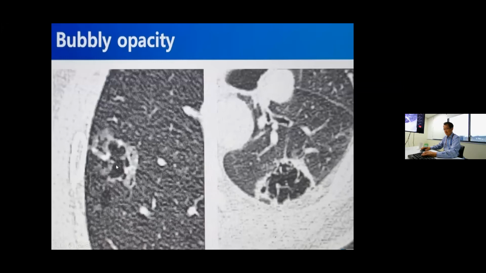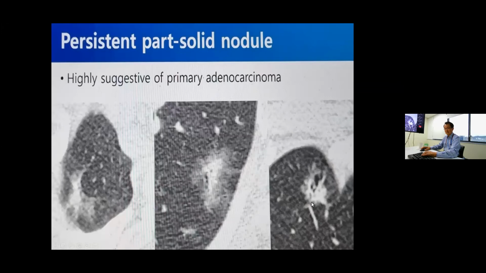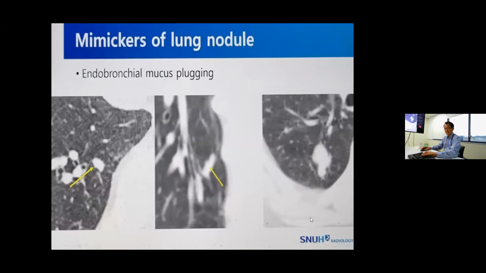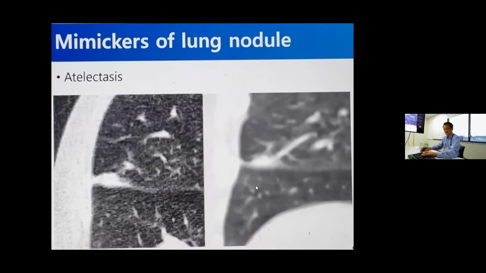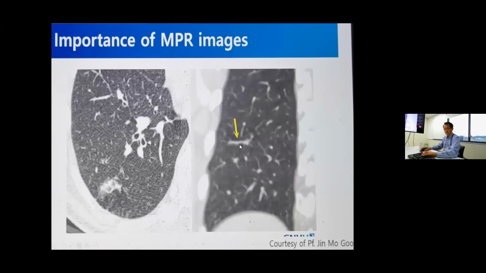And certain lesions persist after you give antibiotics for inflammation; a persistent solid portion you have to suspect. Then fibrotic lesions and certain mucus plugs can cause confusion. Respiration sometimes makes artifacts. And sometimes round atelectasis looks nodular, so you have to look in three dimensions. Some see the maximum intensity view like this, but on the axial it looks almost like a nodular collapse sometimes.